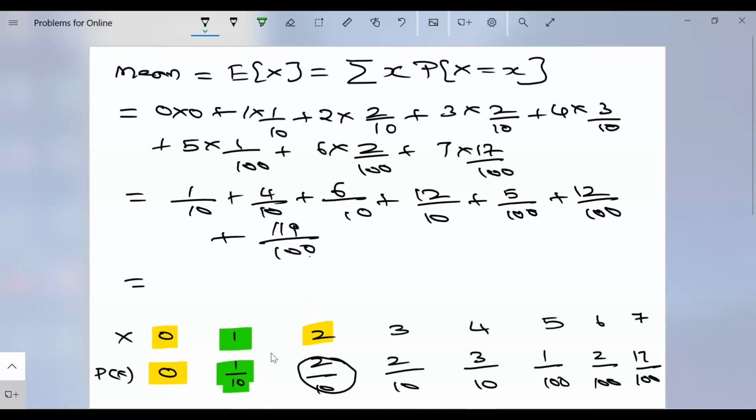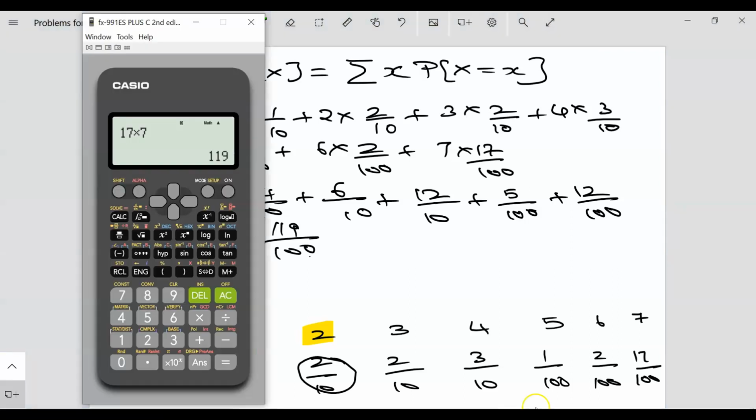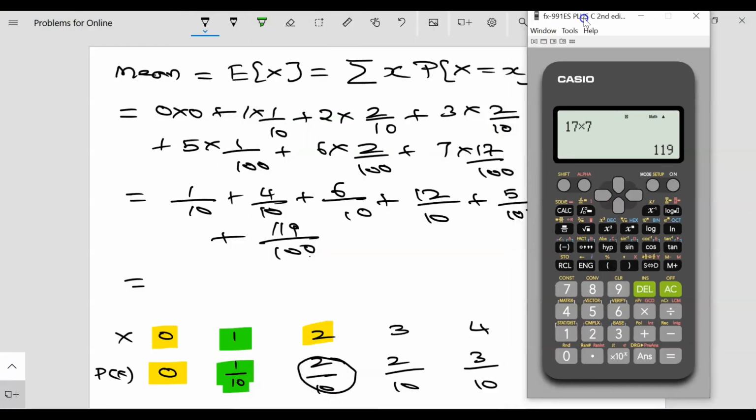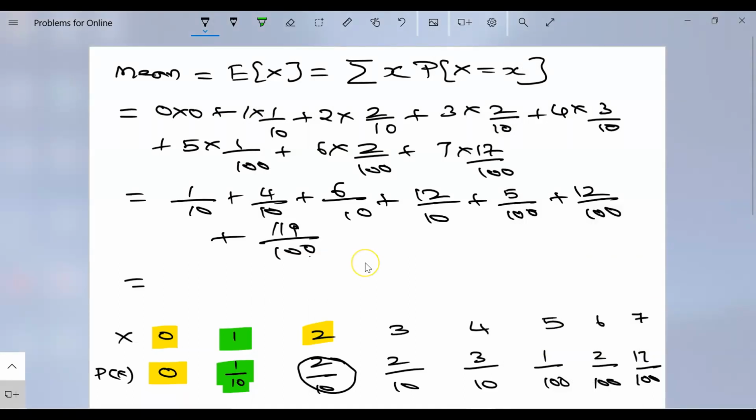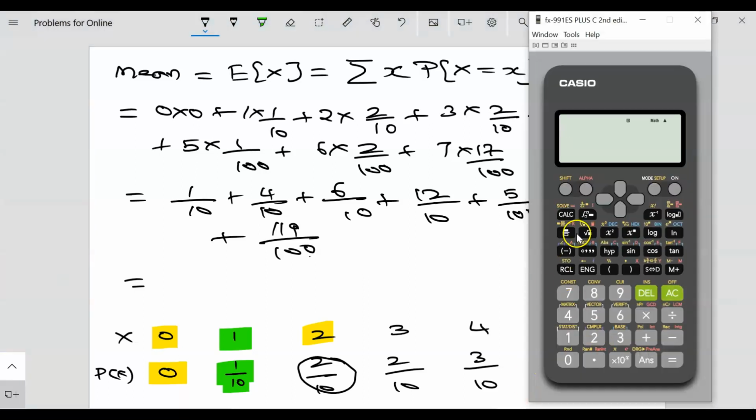So now I want the answer for everything, so I will have to add everything. What are all the values with 10 in the denominator? The first 4 values. So the first 4 values are 1, 4, 6 and 12. So it is 1 plus 4 is 5, 11, 23. So it is 23 by 10. Let me write it here, 23 by 10.